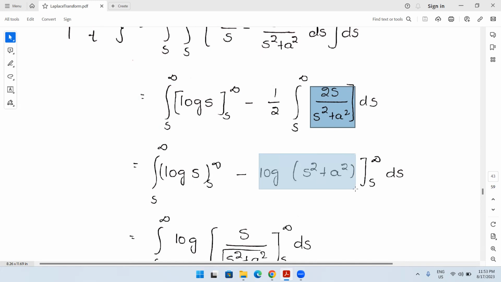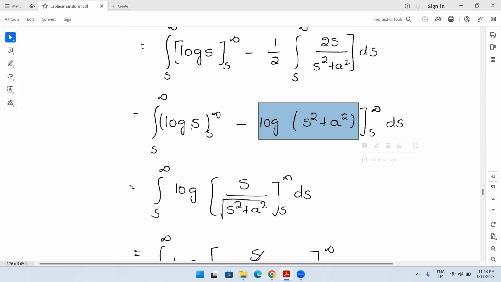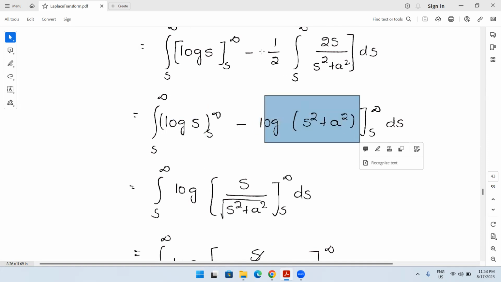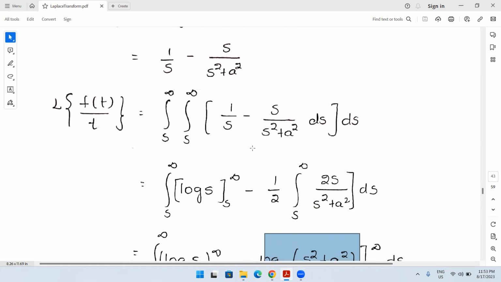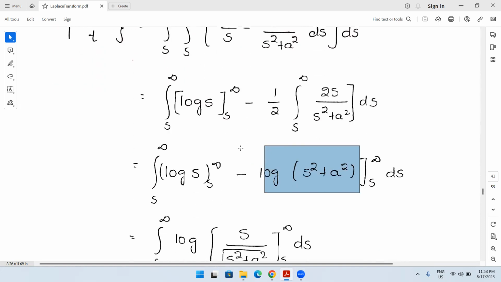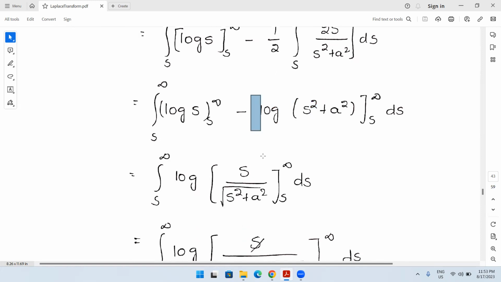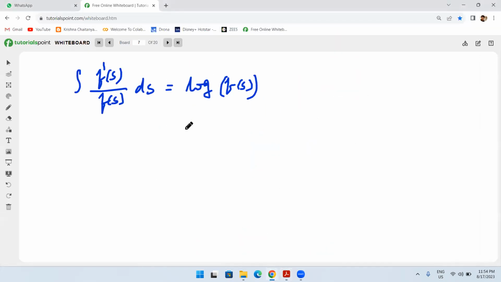Log s square plus a square, now from s to infinity. And next we apply, so log s minus log s square plus a square. Where is 1 by 2? It's missing actually. Here, something is mistaken. So here we have to write 1 by 2. Here 1 by 2 is missing. The next step is correct. So a few steps are missing. I'll write here.